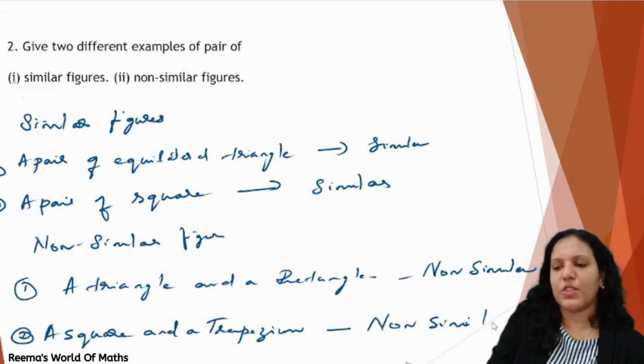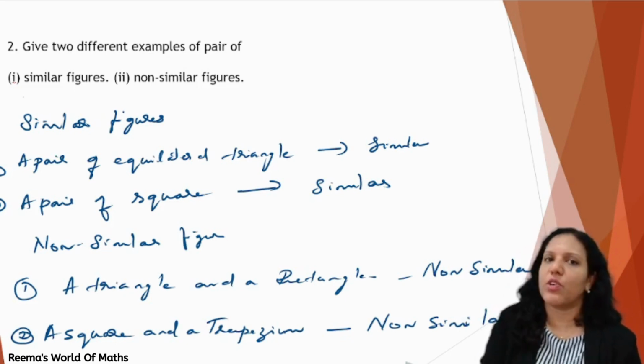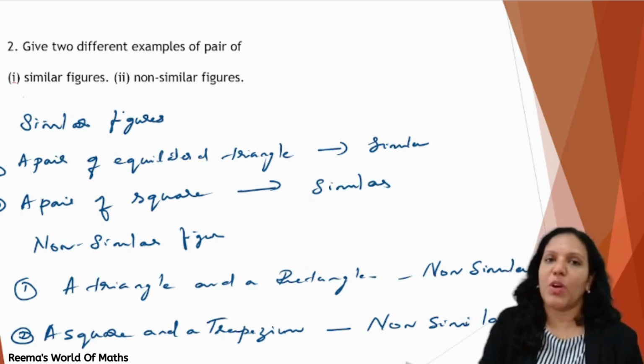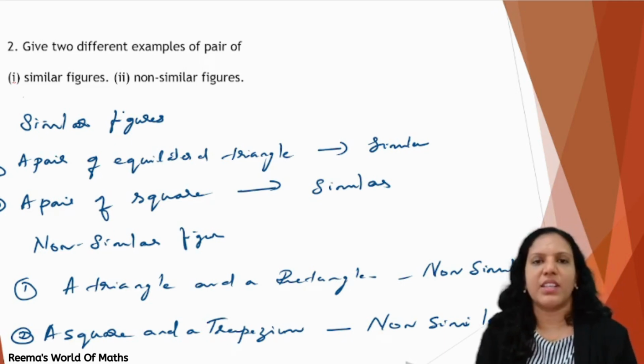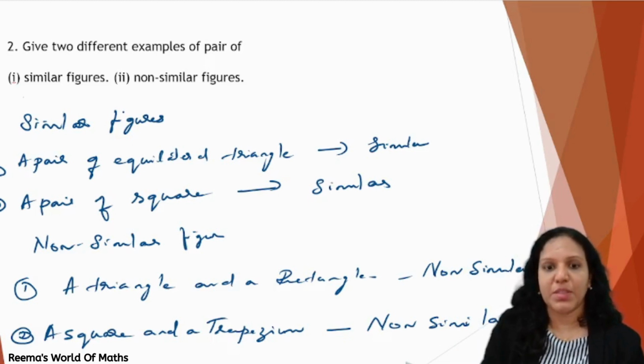So if we are asked for two different examples of pairs of similar figures, we can write a pair of equilateral triangles will always be similar, and a pair of squares will always be similar. For non-similar figures, we can say a triangle and a rectangle will always be non-similar, because they are two different shapes, and a square and a trapezium, which are also two different shapes, will always be non-similar.